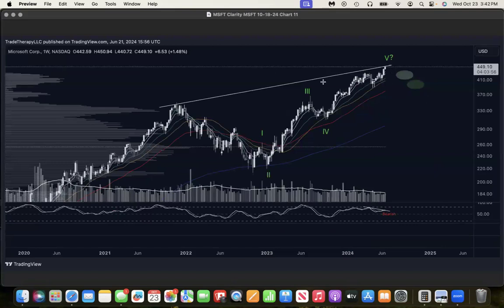We used our supply line here, our resistance. We see the end of the initial impulsive wave structure coming out of the COVID bottom. Again, we don't see any volume spikes or any concerns about distribution. So we are expecting to see at this point some sort of a three-wave structure, some sort of a corrective wave structure that follows the completion of impulsive waves like this. We picked these two targets, and I'll talk a little more about how we did that.